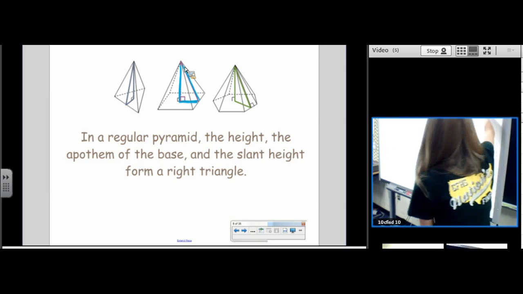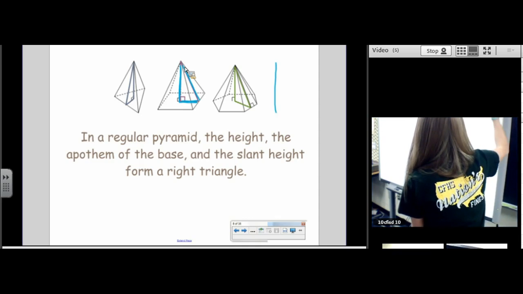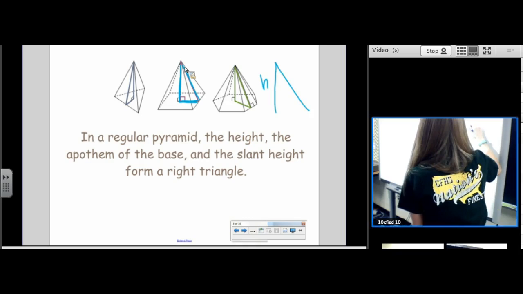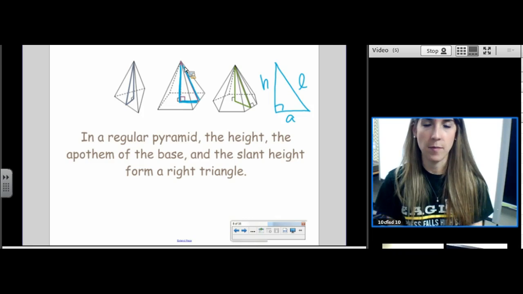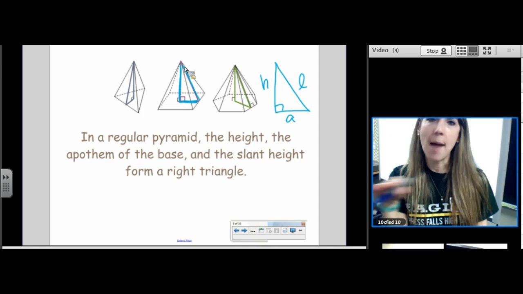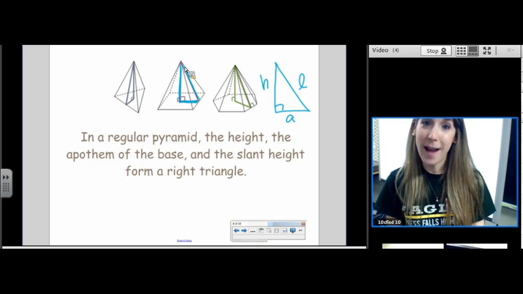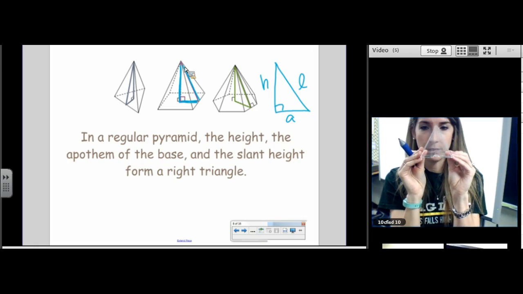So what is that triangle made up of? It's made up of the height, the slant height, and the apothem of the base. Put that in your notes, that triangle right there. The height, the slant height, and the apothem of the base makes a right triangle, shooting through your pyramid.